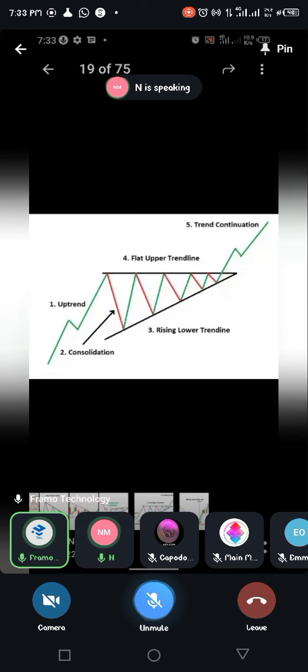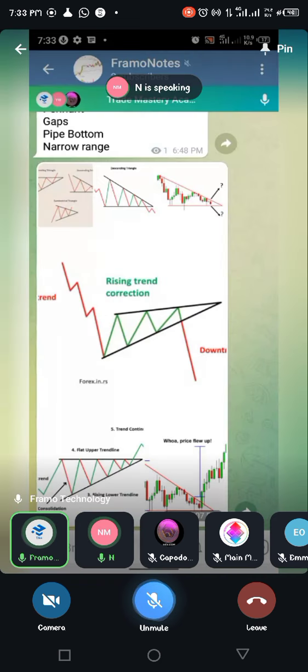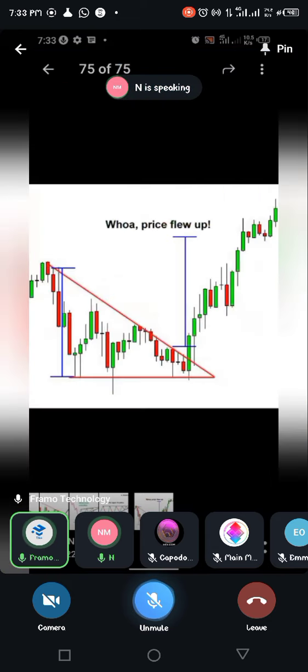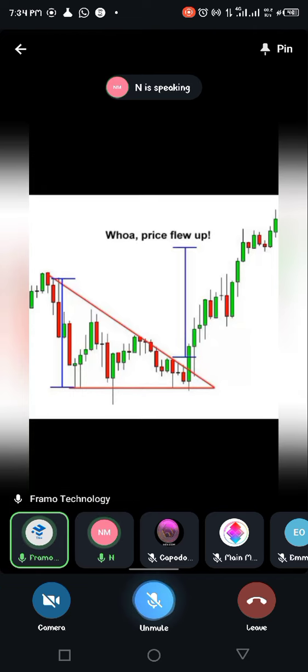Okay. Let's see if we can get another example. So now this is a descending triangle. In this case, the asset was moving down, and a descending triangle was formed.